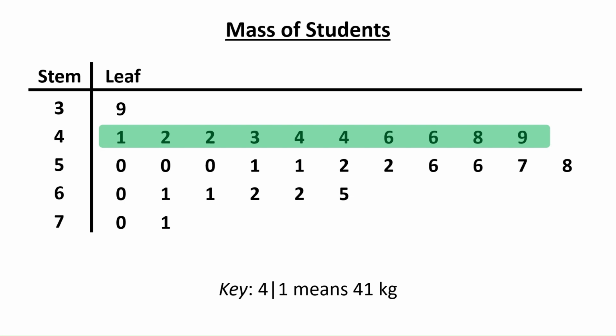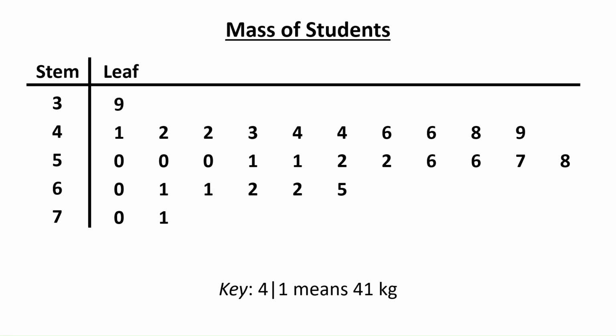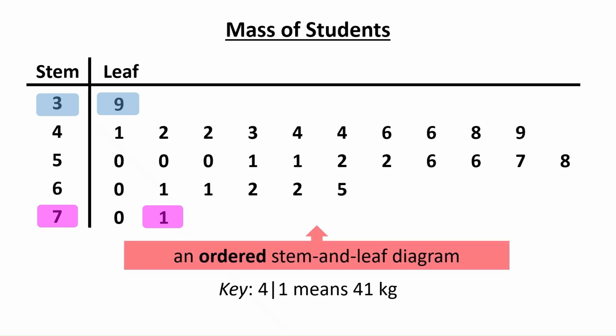How many students are at least 60 kg? Counting the leaves in the rows corresponding to the stems 6 and 7, we can see that there are 6 plus 2, which is 8 students who are at least 60 kg. We can also easily tell that the lowest mass is 39 kg and the highest mass is 71 kg from this stem and leaf diagram, since the leaves have been arranged in ascending order. We call stem and leaf diagrams in which the leaves are arranged in ascending order an ordered stem and leaf diagram.